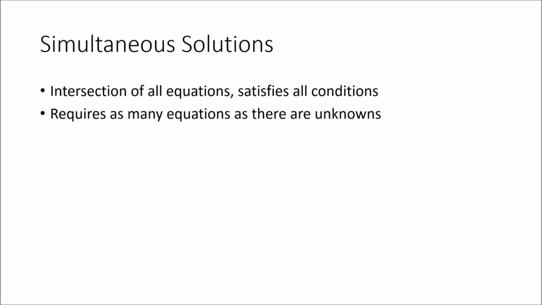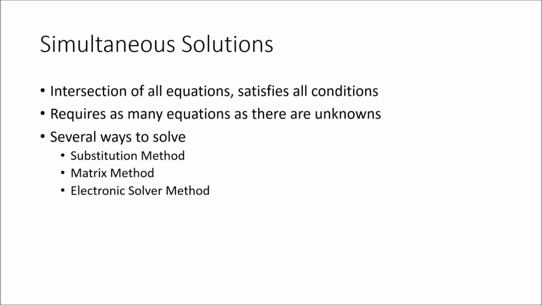In order to solve for the unknown variables, you will need as many equations as there are unknowns. There are several ways that multiple equations can be solved, and it will be up to you to decide what is the best way to solve them. The three that I will cover are substitution method, matrix method, and the electronic solver method. You can always row reduce, plot them, or anything else that works for you.